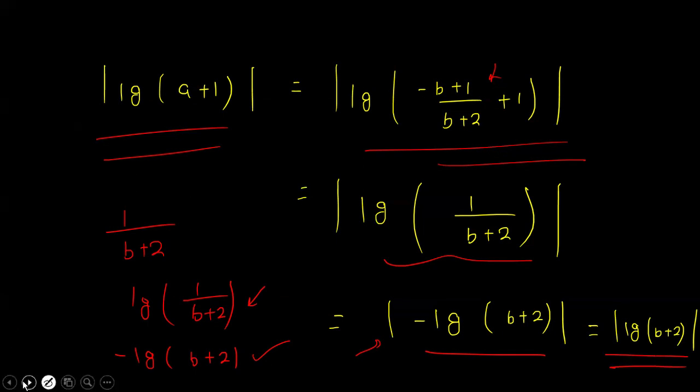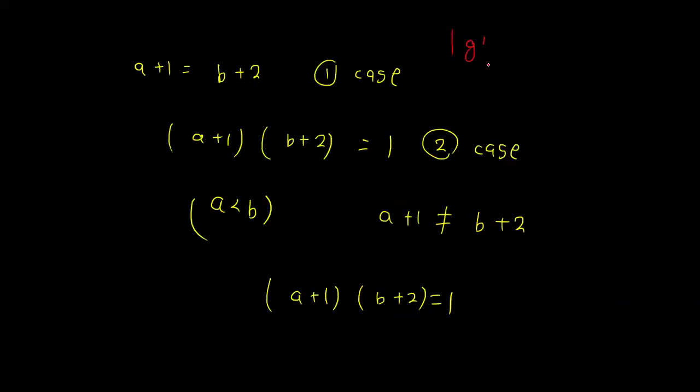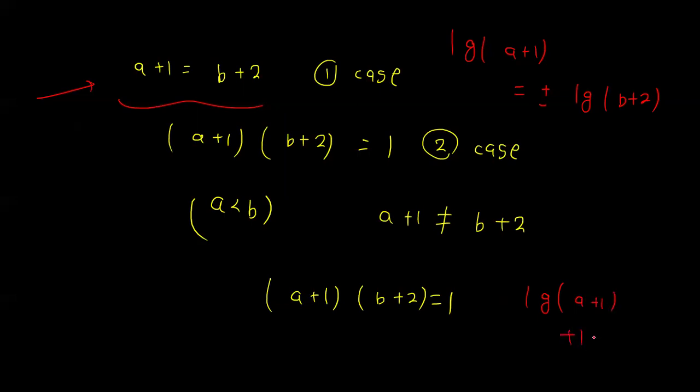So there are two possibilities here. Either this will equate to this, like there are two solutions here: log of a plus 1 is equal to plus minus log of b plus 2 after removing mod. So if you take the plus sign, then this condition will come, and if you take the minus sign, then it will become log of a plus 1 plus log of b plus 2 is equal to 0. By the log property, the sum will convert into the product, and this product value must be 1 for log to be equal to 0.